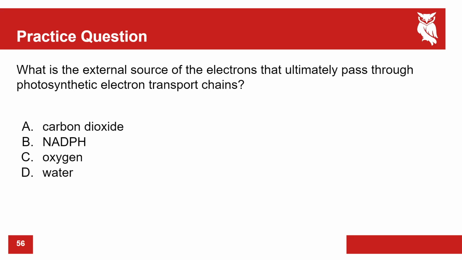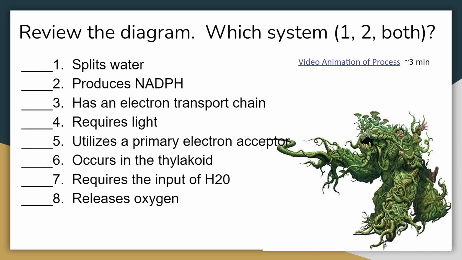Correct answer is D, water. 4 said D, and 3 and 1 for the others. Remember, this process called photolysis splits water into oxygen, hydrogen ions, and electrons. Those electrons go to photosystem 2 to replace the ones that were lost. They became highly energized and went to the electron transport chain.